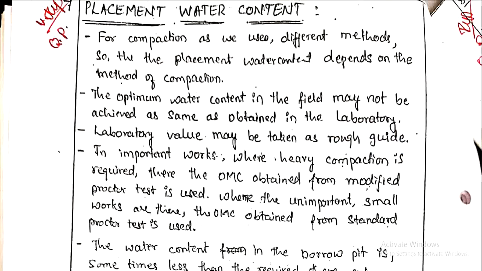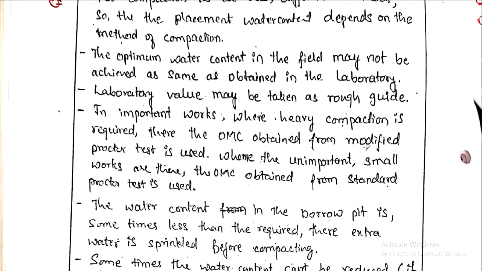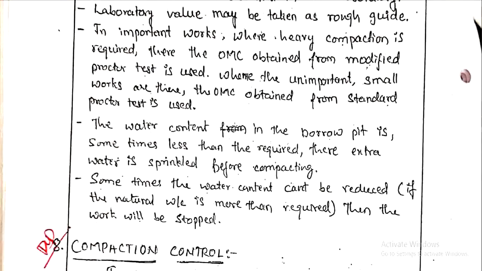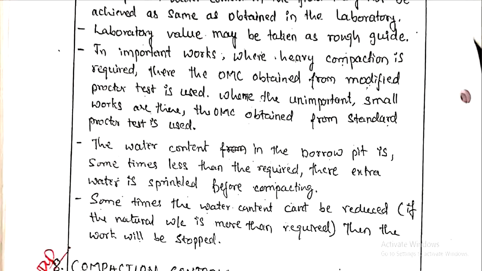We have to take the optimum moisture content and maximum dry density as a guide. In case of important works, heavy compaction is required, so we are going to use the modified Proctor test. In case of less important works, we are going to use the standard Proctor test. In important works, we use 3 trials and consider the average of those 3 trials. In less important works, we take only 1 trial.